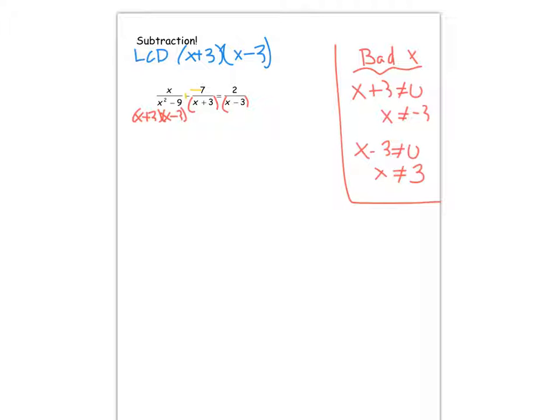So the first fraction, multiply what we're missing here. The first fraction already has both pieces. It's not missing anything. The middle fraction does not have the x minus 3. And the third fraction does not have the x plus 3.